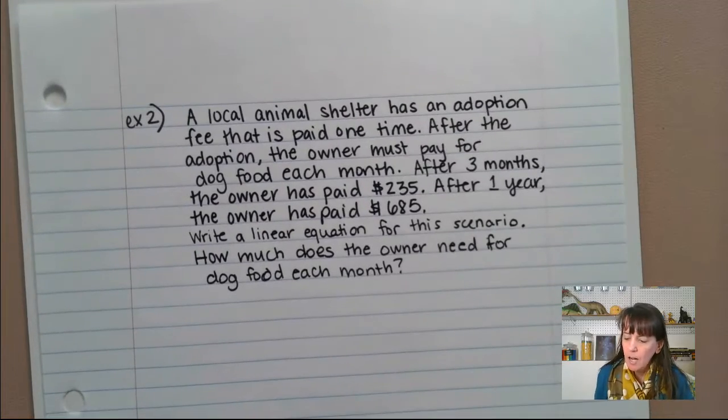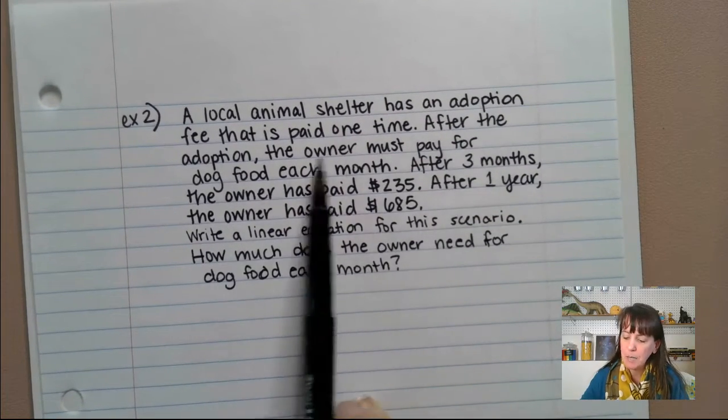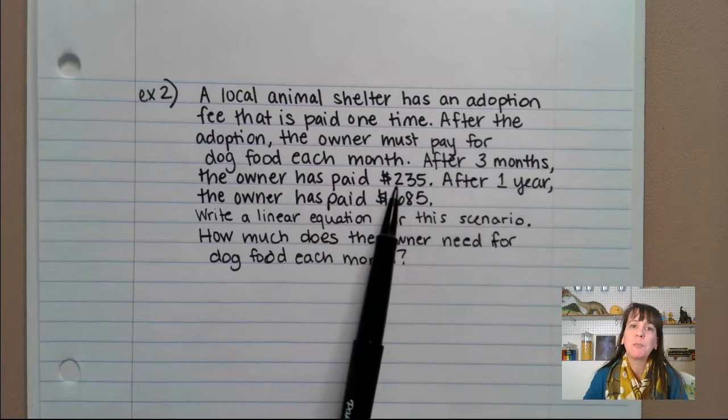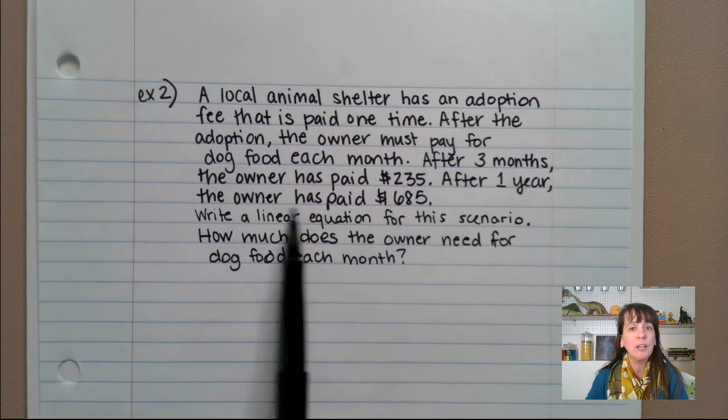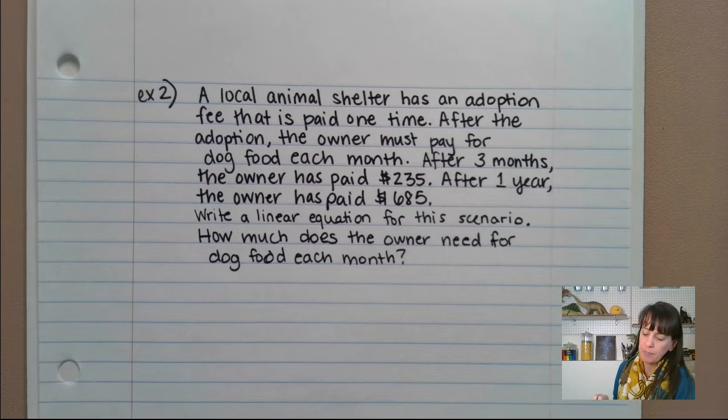All right. A local animal shelter has an adoption fee that is paid one time. After the adoption, the owner must pay for dog food each month. After 3 months, the owner has paid $235, and after 1 year, the owner has paid $685. Write a linear equation for this scenario, and then how much does the owner need for dog food for each month?